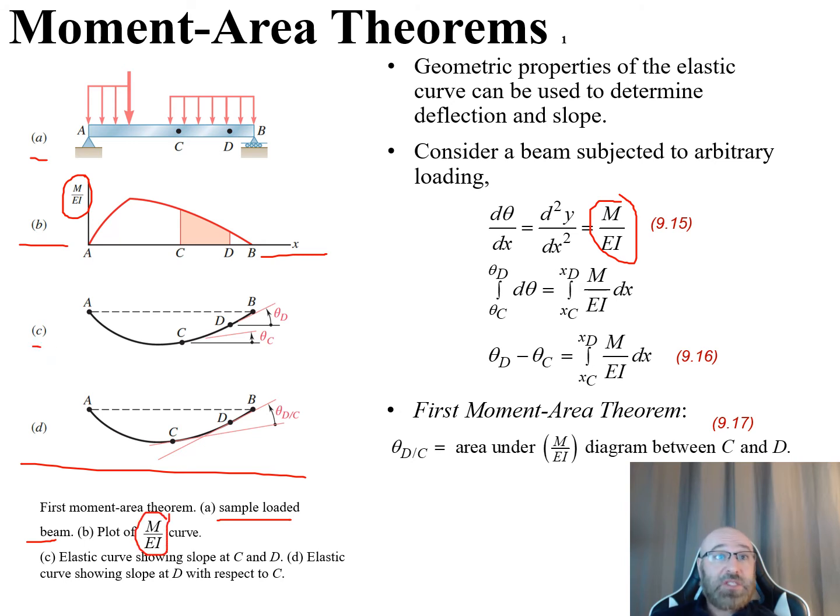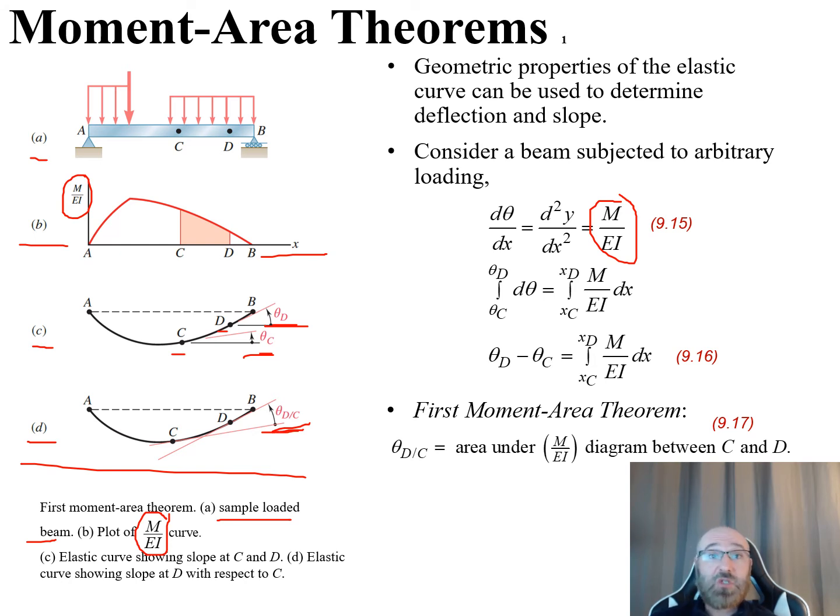So this right here shows the plot of our M over EI curve. Now in part C, we can see the elastic curve showing the slope of C and D. So that's our θC and our θD right there. And last, in part D, we have the elastic curve showing the slope at D with respect to C. And this is going to become important because that's how we're going to solve for θD with respect to C, by solving for our θD and our θC first, and then using that relationship to get this θD over C.